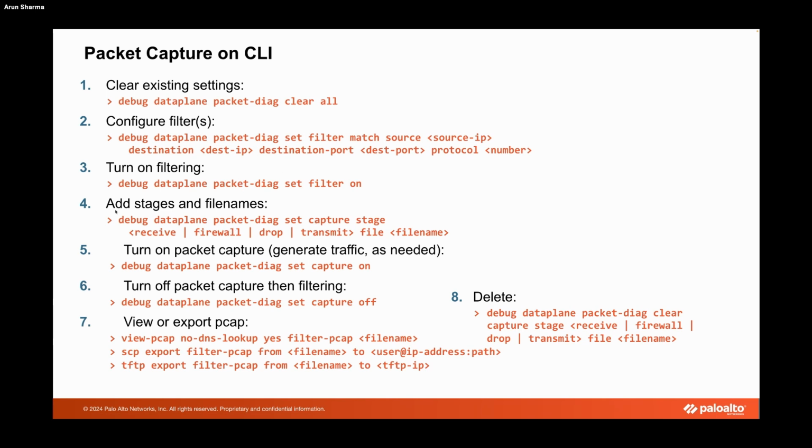Okay, you can add the stages. Then with this command, you can set the capture on. If you want to turn off the packet capture, you can just set capture off. If you want to view the PCAPs in the CLI, this is the view PCAP command, and it will show you whatever you have recorded in the PCAPs. Once you are done with everything, you can just run debug dataplane packet-diag clear, or clear the staging, and it will go away.